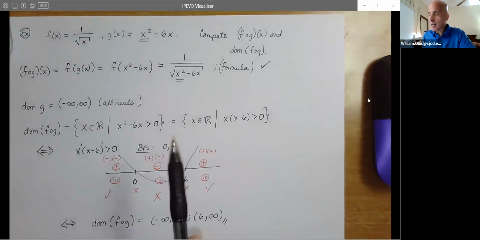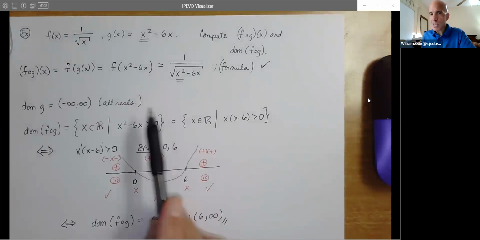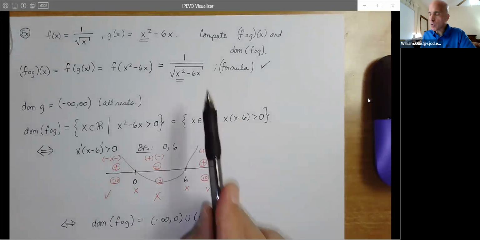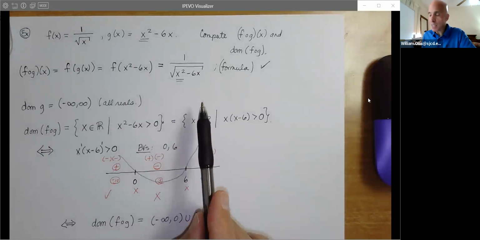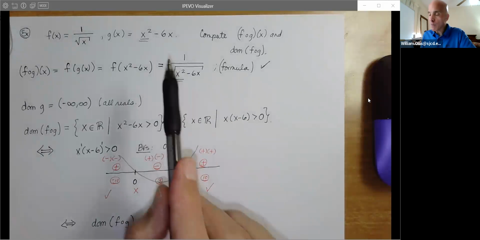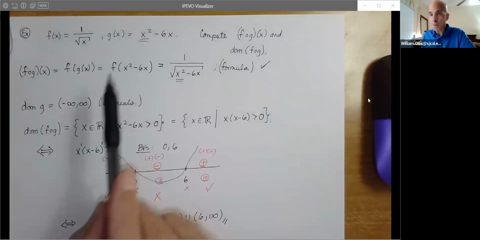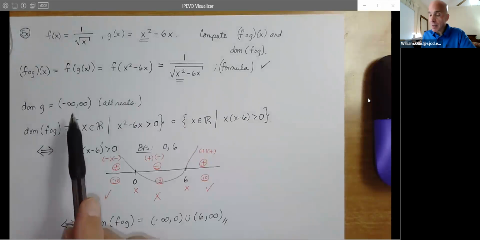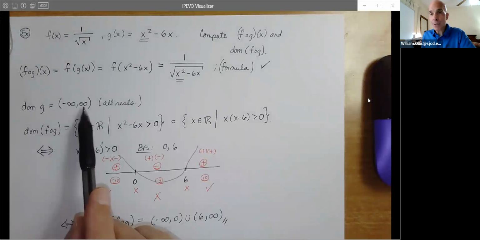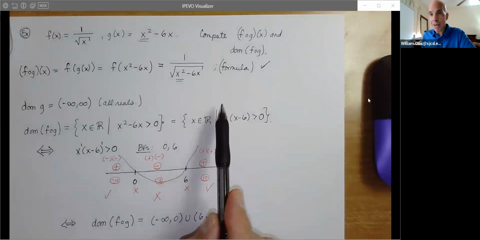So again, look at this as simply following the definition. If you're going to do the domain of a composition, then first you want to figure out the domain of the inner function and then see if the actual output of the inner function is in the domain of f.